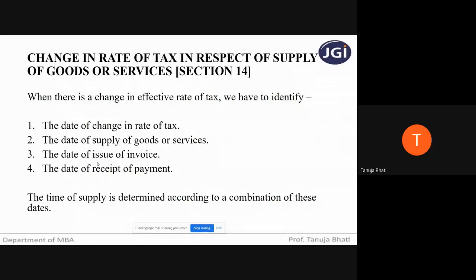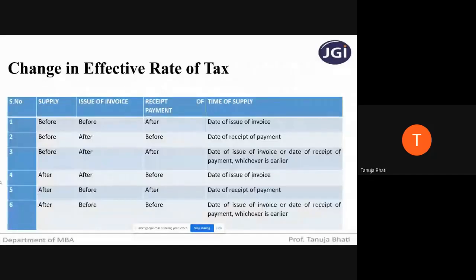So by these four categories of dates, you can identify what is the time of supply, and whatever rate is applicable during the time of supply, that will be the rate applicable on the commodity on which tax rate has been changed. So students, let us pay attention. This is very important. Change in effective rate of tax. We have three important dates to remember, students.